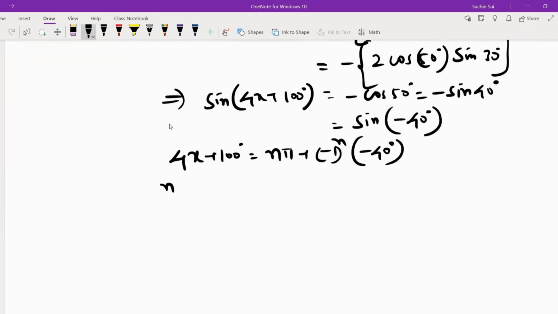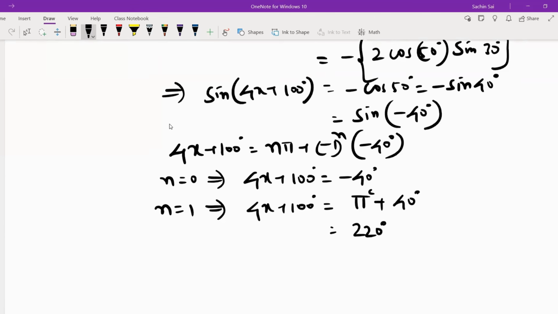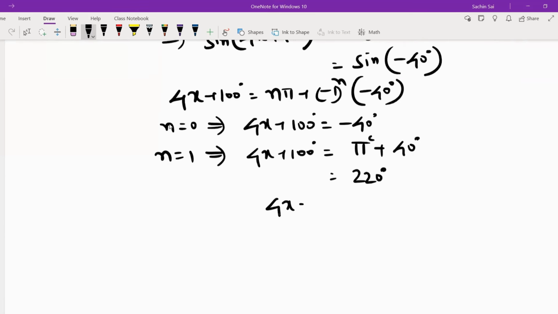So if I take n equals 0, I get 4x plus 100 degrees equals minus 40 degrees, but this will not give me a positive value of x. But if I take n equals 1, I get 4x plus 100 degrees equals pi plus 40 degrees, that is 220 degrees. Here pi radians is 180 degrees. So 4x equals 120 degrees. That means x equals 30 degrees.